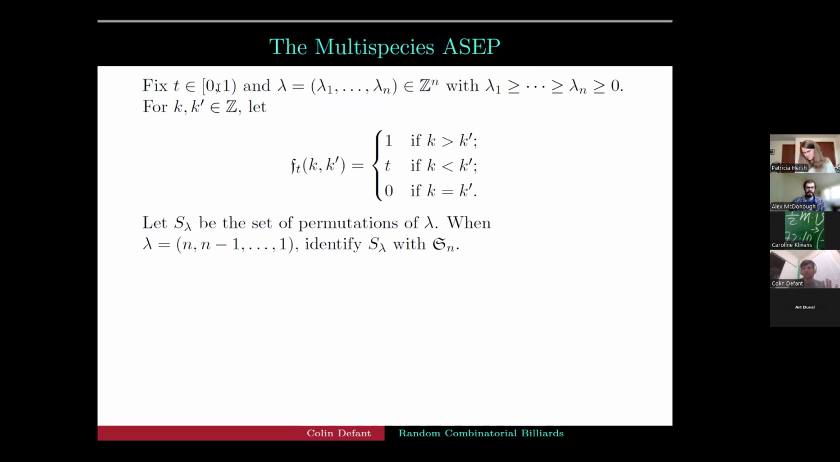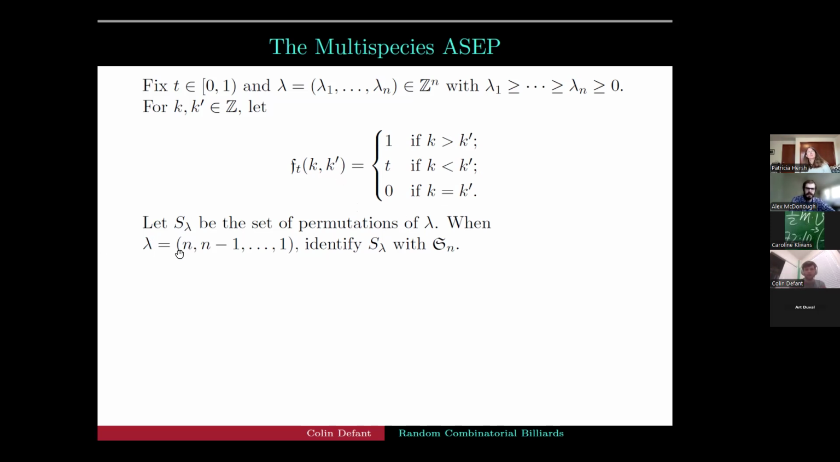So t could be 0, but let's assume it's not 1. And lambda is going to be some weakly decreasing tuple of n non-negative integers. Okay, so this is my lambda. And here, this is just some notation. So if I have integers k and k prime, I'll say f sub t of k prime is 1 if k is bigger than k prime. I'll say it's t if k is less than k prime. And I'll say it's 0 if they're equal. So there's nothing complicated here. This is just notation. And now S lambda is going to be the set of permutations of lambda. In other words, these are just the tuples that I can get by rearranging the parts of lambda.